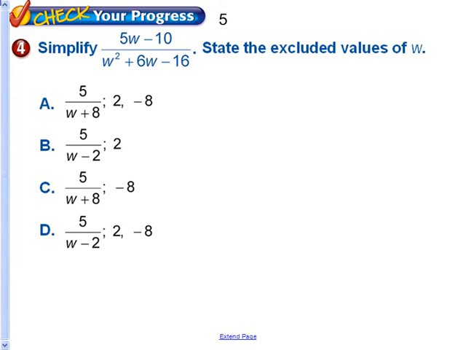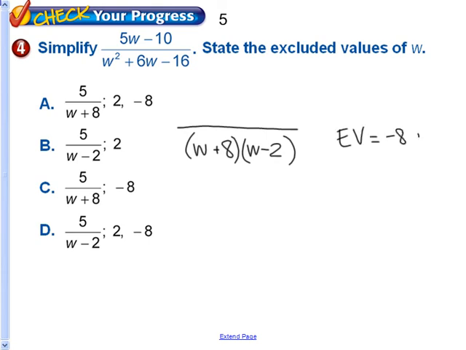Okay, I'm going to start by factoring the bottom. I've got W, what adds to 6 but times to 16, 8 and 2. But I have to make the 8 positive and 2 negative. So the excluded values are going to be negative 8 and positive 2. Okay, so we know it can't be C or B.